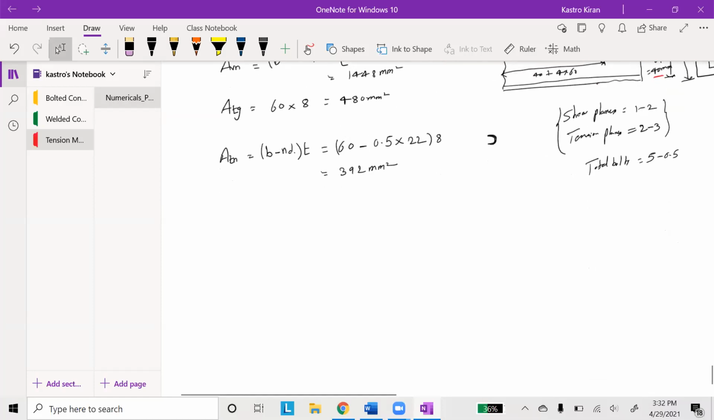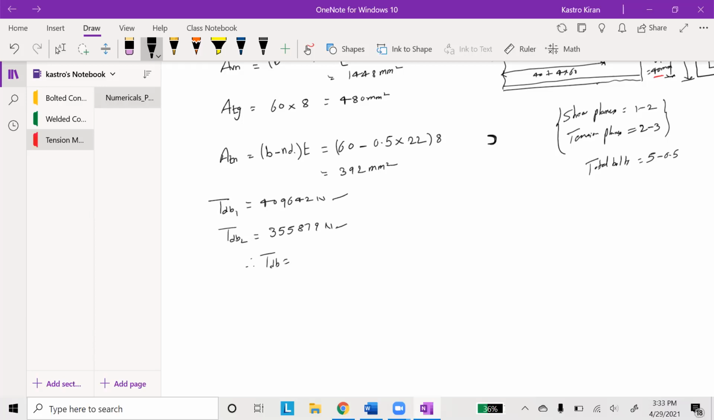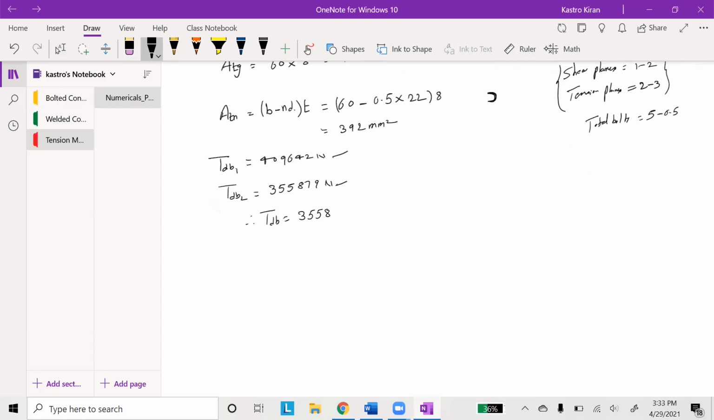So we have found out all the values, and let's find out the T_db value. So T_db, you have two formulas. The first formula we have T_db1. If you solve for this, you'll be getting it as 409642 newtons. This is T_db1, and T_db2 we'll be getting as 355879 newtons. And therefore, the T_db is actually the least of T_db1 and T_db2. So the least value is 355879, and this value is also greater than the factored tensile force, right? Therefore, it is also safe in block shear, right?